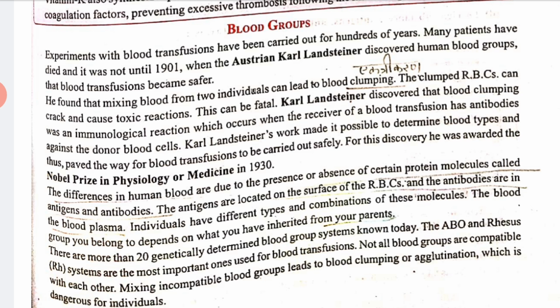There are more than 20 genetically determined blood group systems known today. The ABO and the rhesus, known as the Rh system, are the most important ones used for blood transfusions. Not all blood groups are compatible with each other. Mixing incompatible bloods leads to blood clumping or agglutination, which is dangerous for the individual.